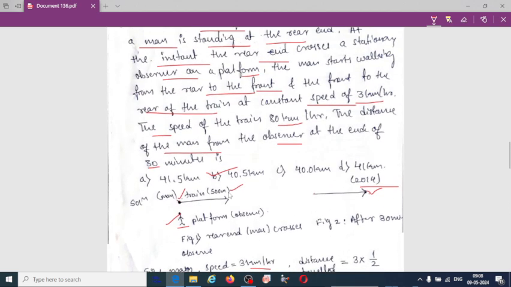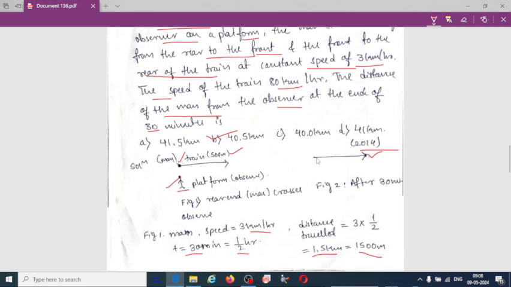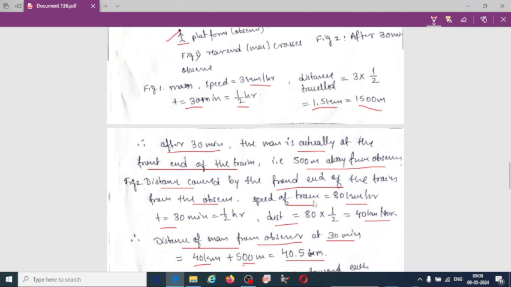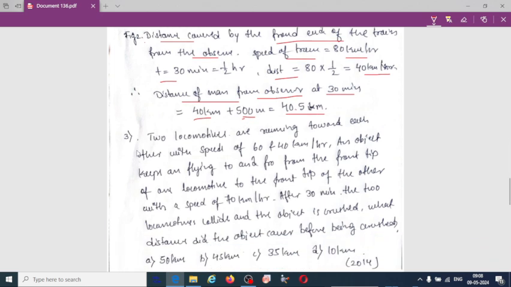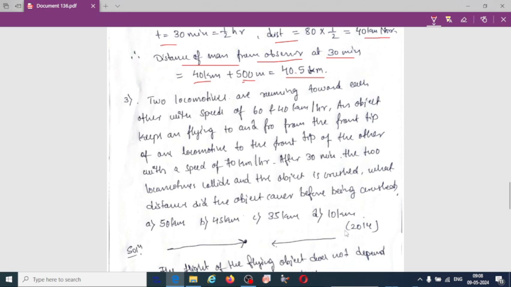So anyhow, the length of the train is how much? 500 meter. So when he is at the front end, he is going to cover how much distance? 500 meter, and the train is moving with the speed they have given, and we can calculate the distance, that is 40 kilometer, 40.5 kilometer. So the next question, this is from 2014.